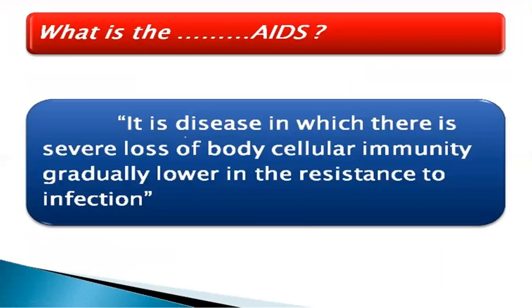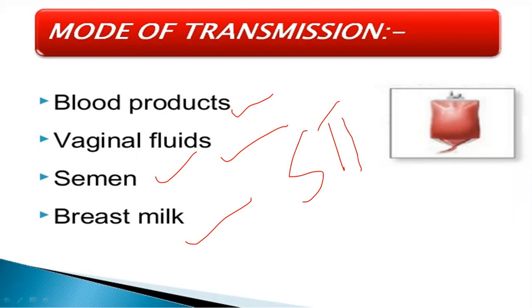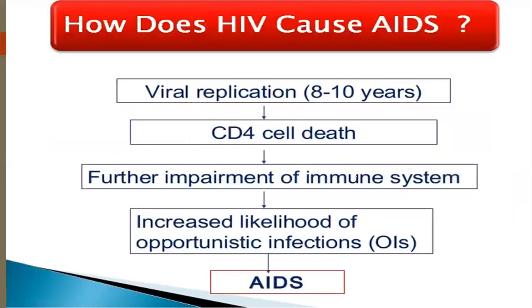So what is AIDS actually? It is a disease in which there is a severe loss of the body's cellular immune system and lowered resistance to infection. What is the mode of transmission of that virus? It is transmitted through blood products, vaginal fluids, semen, and breast milk. It means from the body fluids, it gets transmitted from one person to another. That's why it is called an STD, sexually transmitted disease.